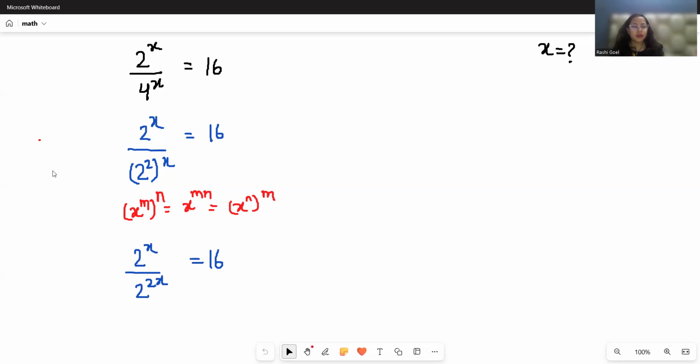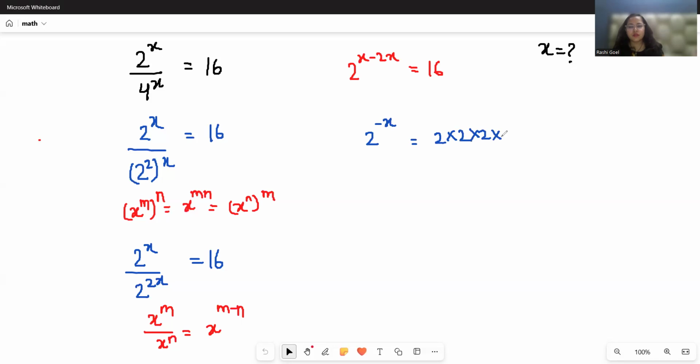Now another exponent rule, x^m / x^n = x^(m-n). So 2^(x - 2x) = 16. So x - 2x is minus x, and 16 we can write as 2 times 2 times 2 times 2, or in terms of exponent as 2^4.